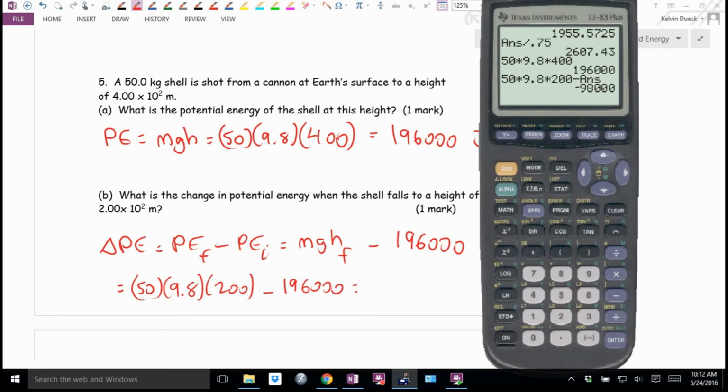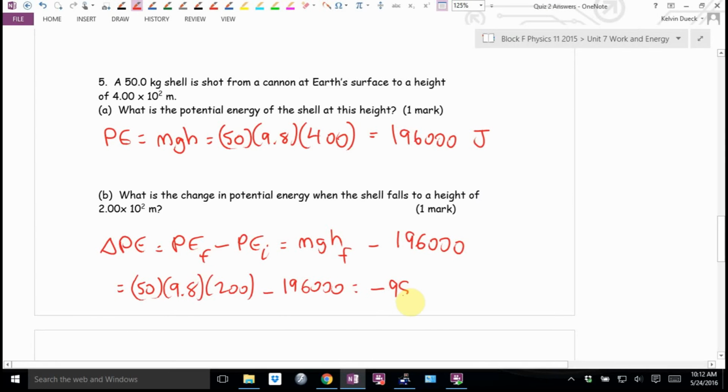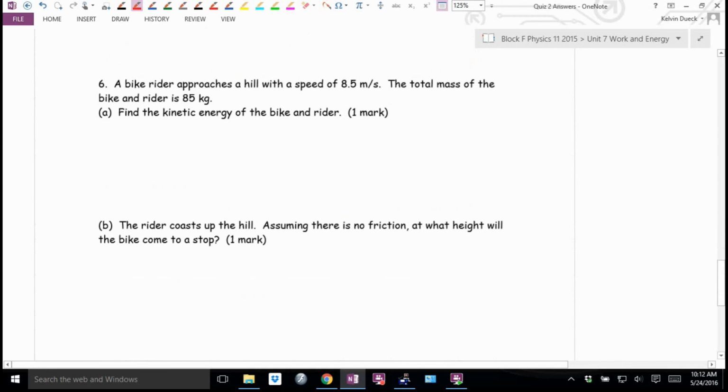Do you get negative 98,000? What's the negative saying? You lost energy. I would live with it if you said positive 98,000 joules of energy lost. I'd say that too. And then I'd turn the page.